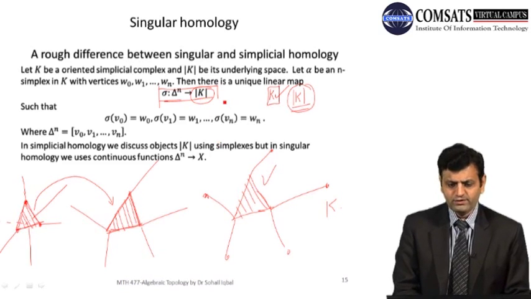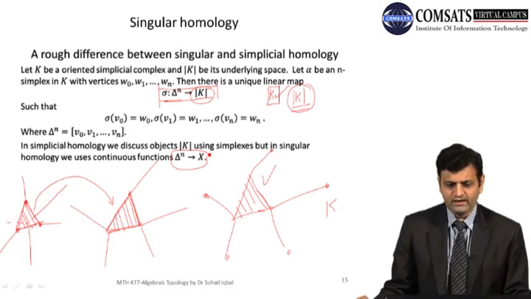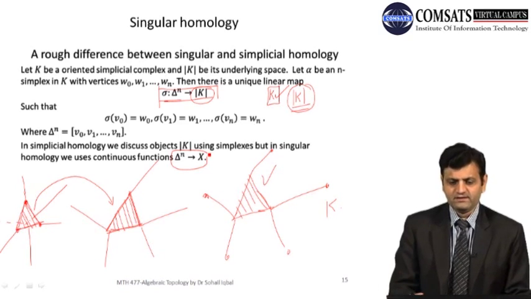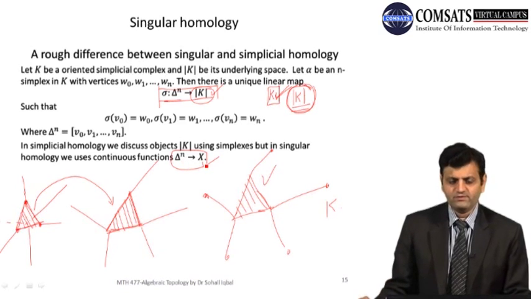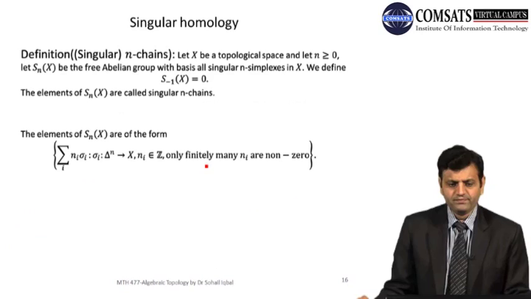And what do we do in singular homology then? We consider maps from delta n, the standard n simplex, to the topological space X. So instead of triangulating the space using this simplicial complex K, which is basically a triangulation of the underlying space |K|, we are directly taking the maps from this n simplex to X. So this is a rough difference between singular and simplicial homology.